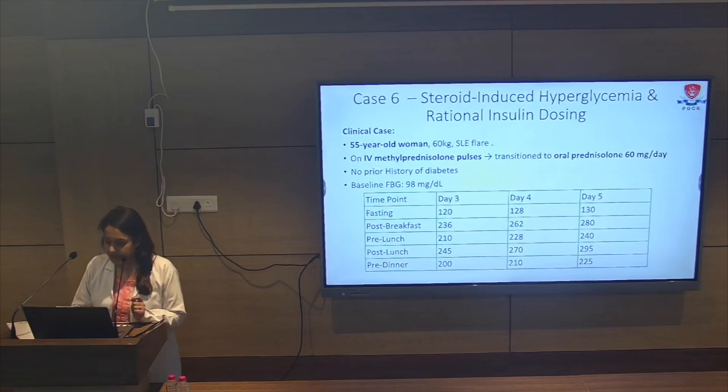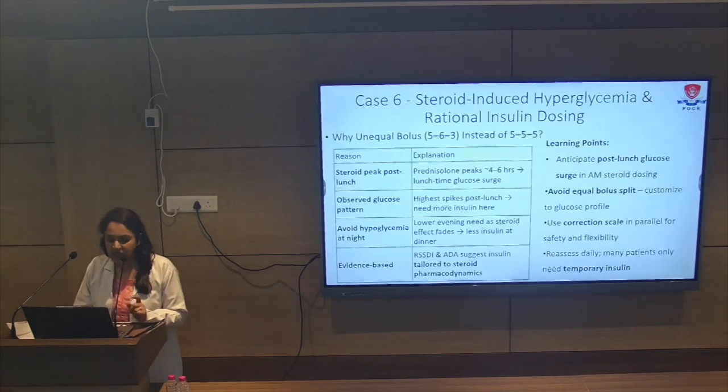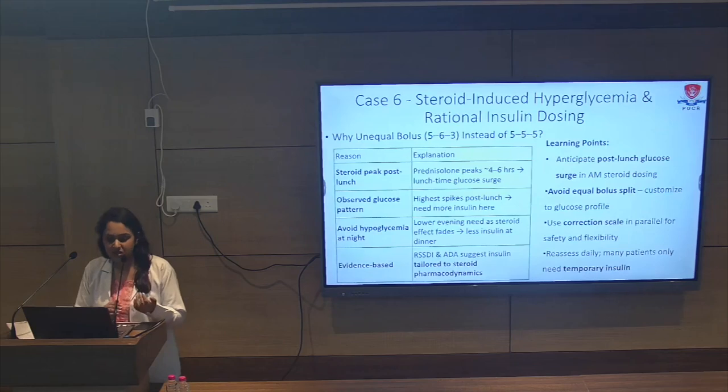So here we started the patient, we calculate the total daily dose. We give 50% as basal insulin and 50% as bolus divided into 3 doses, and give a correctional scale as per the ADA guidelines. Now in this patient, as we saw, we have given unequal boluses, like 5, 6 and 3, instead of equal boluses all the 3 times.